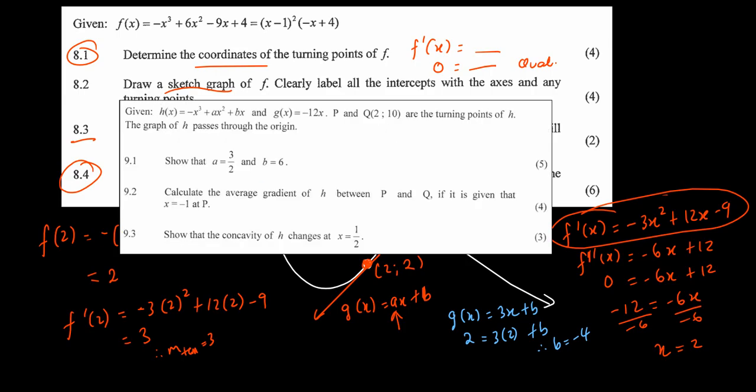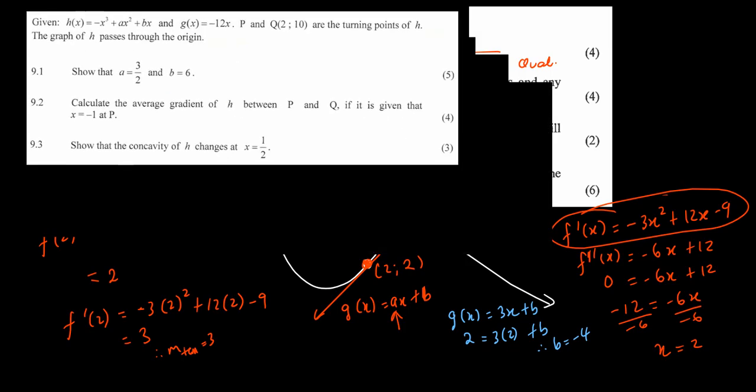Here's a question. From this question, I want you to tell me whether it falls under: you are given a turning point and any other point, or you are given a turning point only, or you are given an x-intercept and any other point. Please comment there, guys. Which category do you think it falls under?